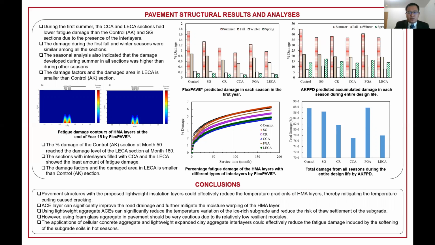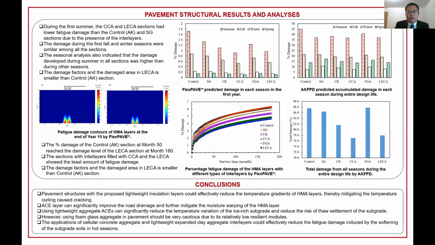Pavement structure with the proposed lightweight insulating layers could effectively reduce the temperature gradient of the asphalt layer and thereby mitigate thermal cracking. Using lightweight aggregate ACEs can significantly reduce the temperature variation of the ice-rich subgrade and reduce the risk of soil settlement of the subgrade.